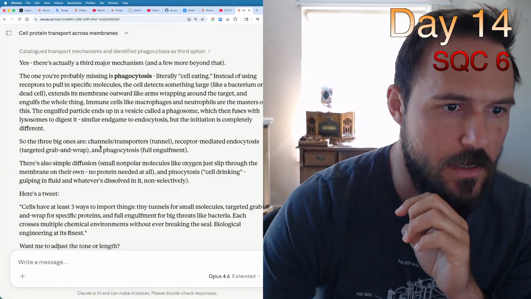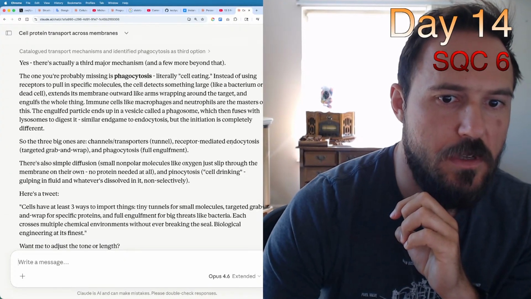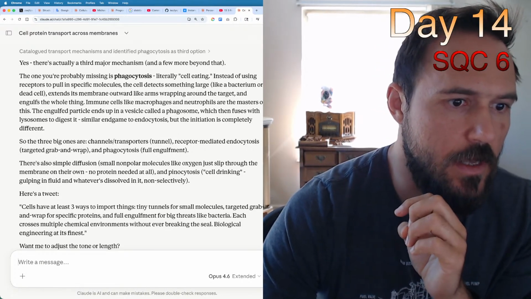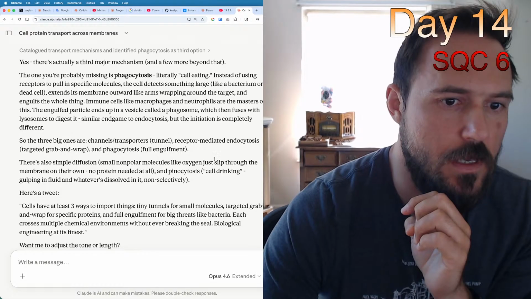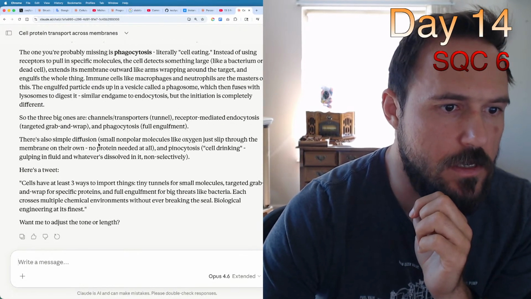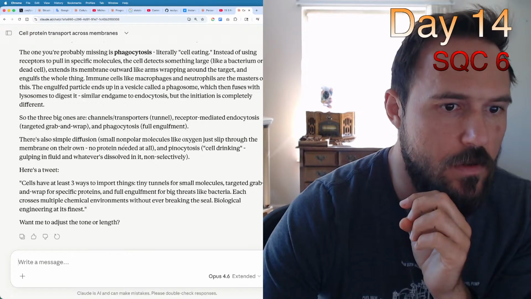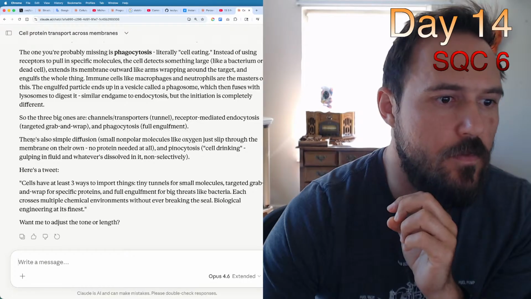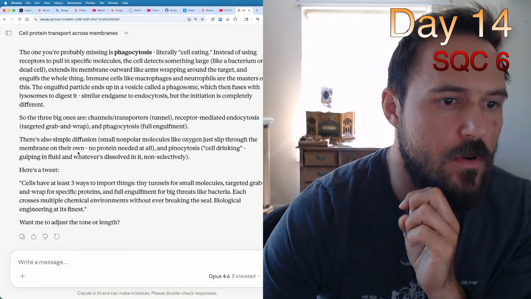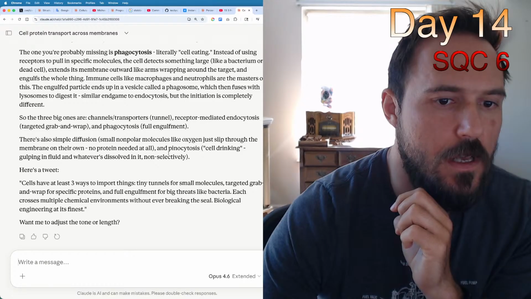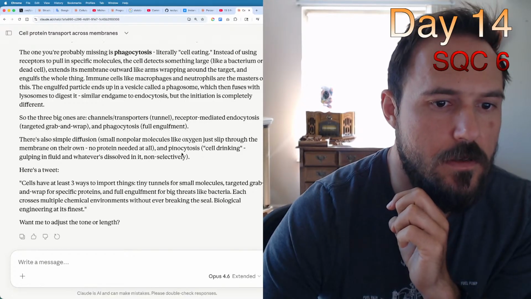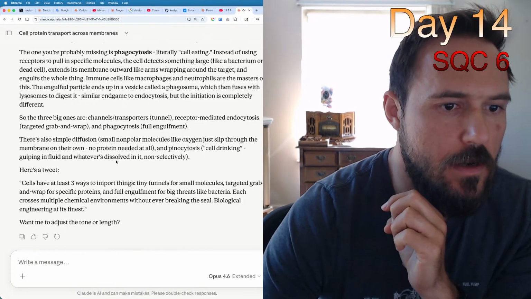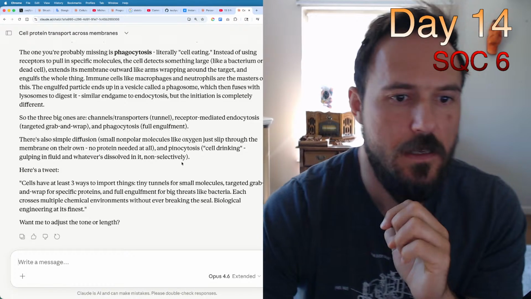So the big ones are channels and transporters; receptor-mediated endocytosis, a targeted grab and wrap; and phagocytosis, the full engulfment. There's also simple diffusion. Small nonpolar molecules like oxygen just slip through the membrane on their own, no protein needed at all. And pinocytosis, cell drinking, gulping in fluid and whatever dissolves in it non-selectively.